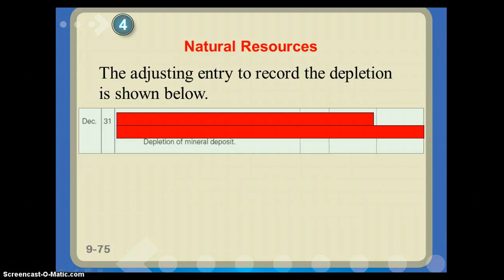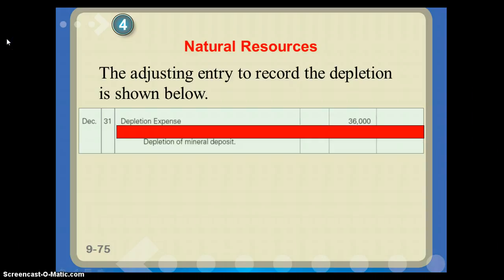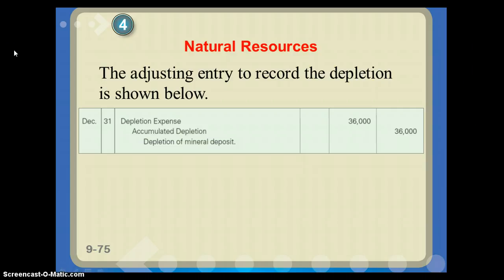So we need an entry to record the depletion. If you think back to our entries where we recorded depreciation, we debited an expense. In this case, we're going to have a depletion expense. We're writing that off instead of a depreciation expense, a depletion expense. We debit that expense to increase that expense for the year, $36,000, which you calculated in the previous slide, and we credit accumulated depletion. If you replace these words with depreciation, we've done that before, except again, natural resources don't depreciate, they deplete.